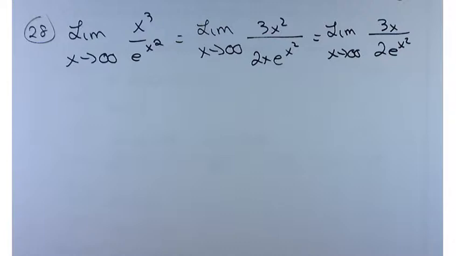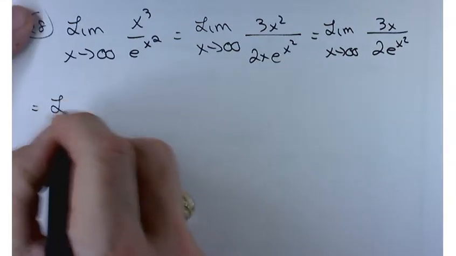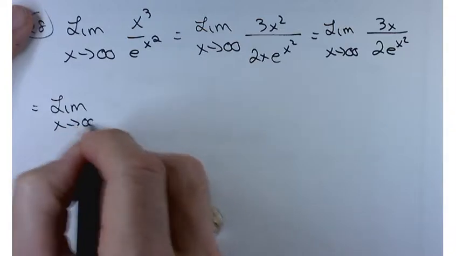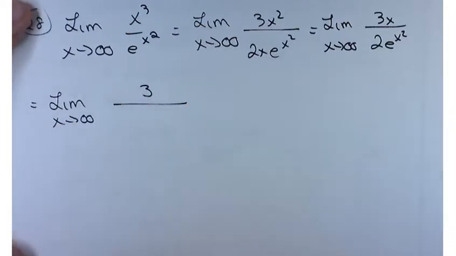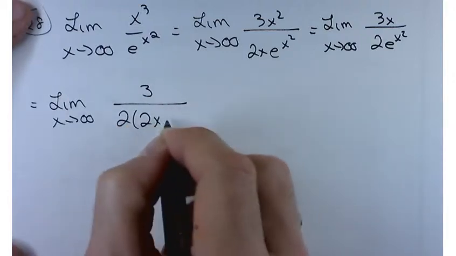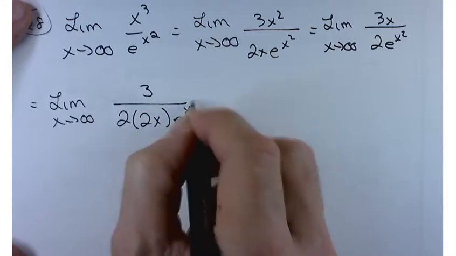All right, cool. Now let's plug in infinity. Or at least think about plugging in infinity. Same thing again, right? So now what do we do? Yeah, L'Hopital's rule again, right? So let's try it again. In the numerator, what's the derivative of the numerator? 3. In the denominator, I'll get a 2 times 2x times e to the x squared.